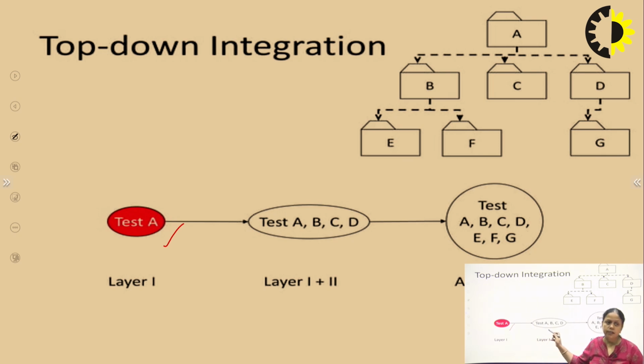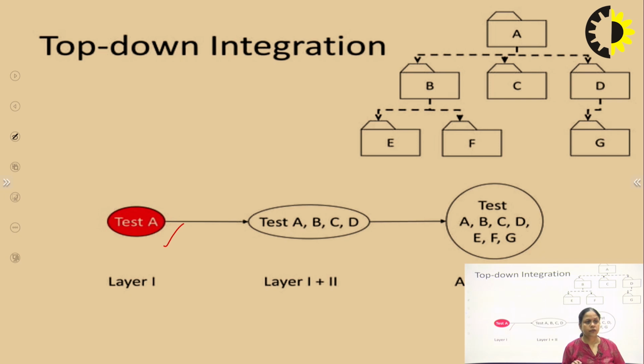So, we will include this A in this layer also. So, we will test A, B, C, D, integrate these modules and we will check these modules. In the next module, we have E, F and G. Then we will test all the modules A, B, C, D, E, F, G. So in this way we can check all of layers 1, 2 and 3.